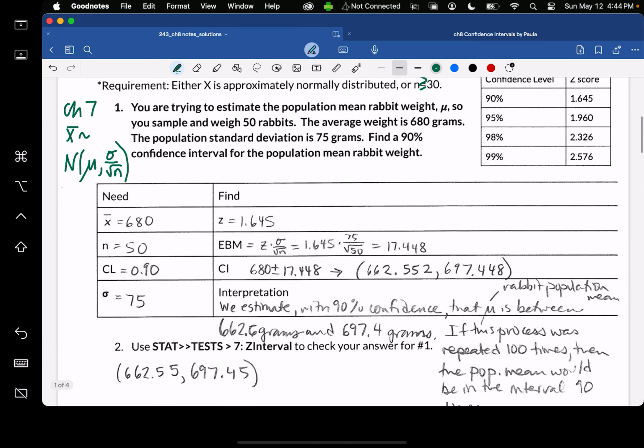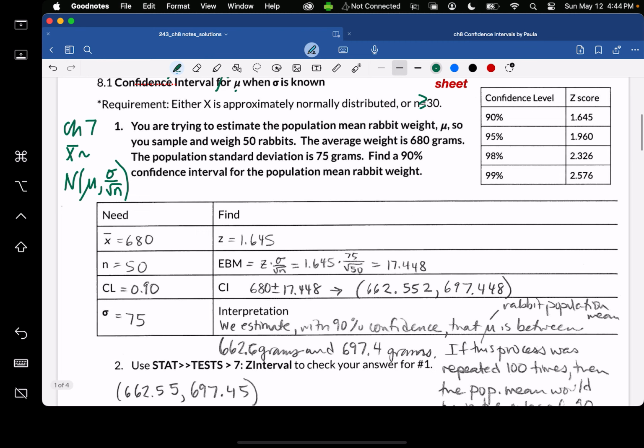So the little story I made up for us here is that you're trying to estimate the population mean rabbit weight, mu. So you sample and weigh 50 rabbits. You get an average weight of 680 grams. The population standard deviation, sigma, is 75 grams. Find a 90% confidence interval for the population mean rabbit weight.